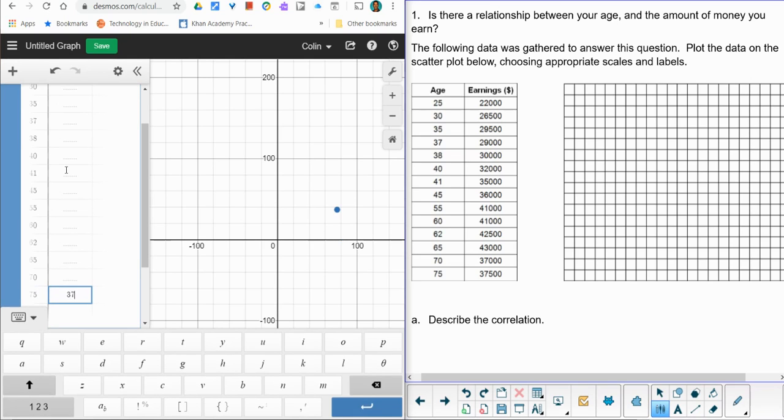I'll work myself back up. Now you can see how we don't want to map all these. Like these are big numbers. So coming up with a scale is going to be tricky. So 42,500. Okay. 41,000.